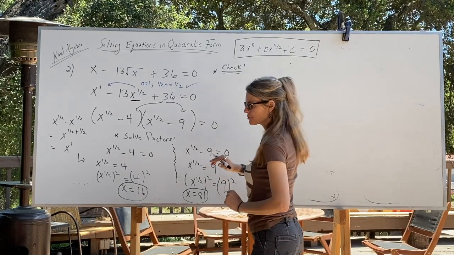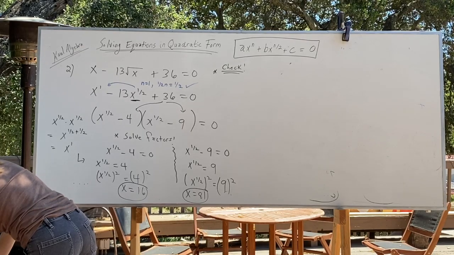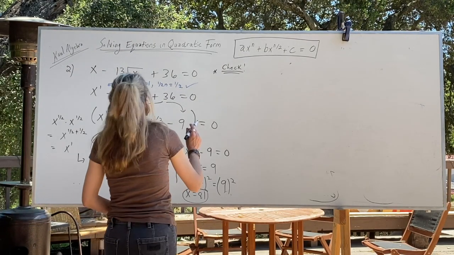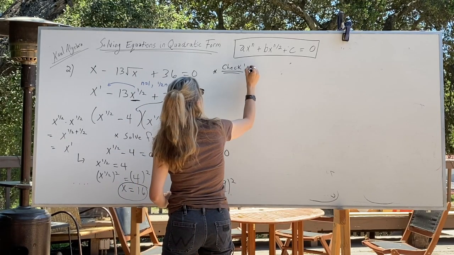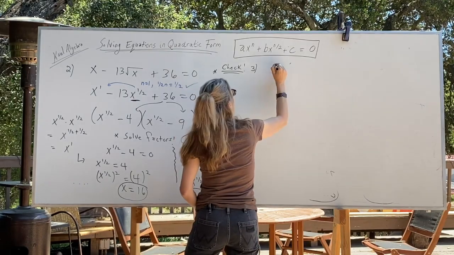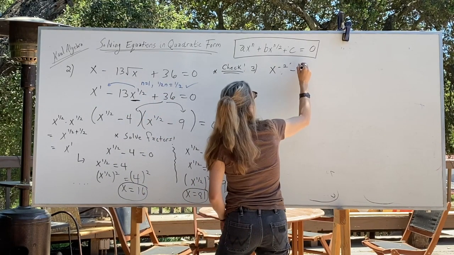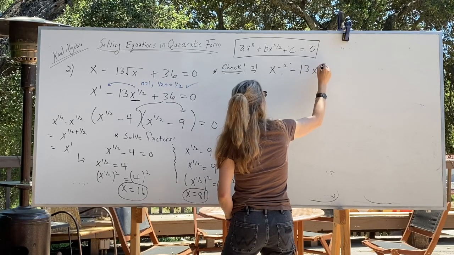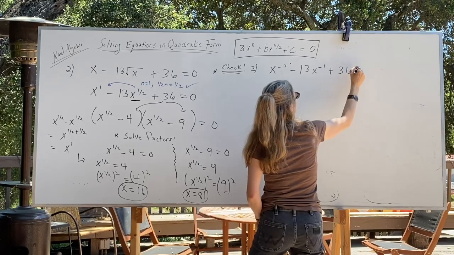Let's do another problem. I'll do a rational one. Here, number 3, we want to do one that has negative exponents: x to the minus 2 minus 13 x to the minus 1. And we're going to use the same numbers, plus 36 equals 0.